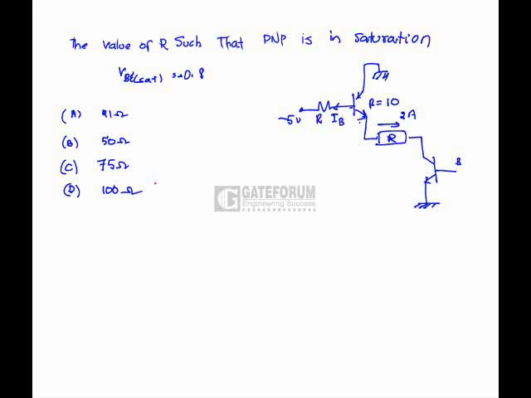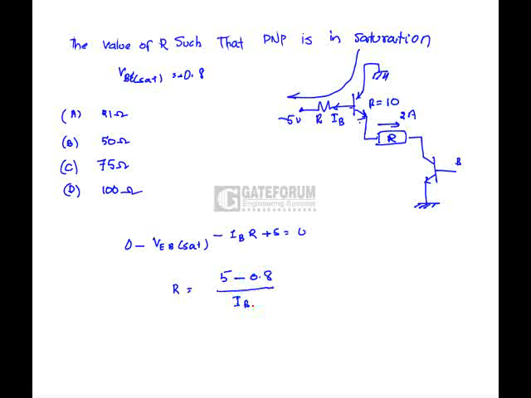Such that the PNP is in saturation. For a PNP transistor, VEB saturation value is 0.8. If we apply KVL in this loop, that is 0 minus VEB sat minus IB R plus 5 equals 0. So R is nothing but (5 minus 0.8) divided by IB, which is 4.2 divided by IB.